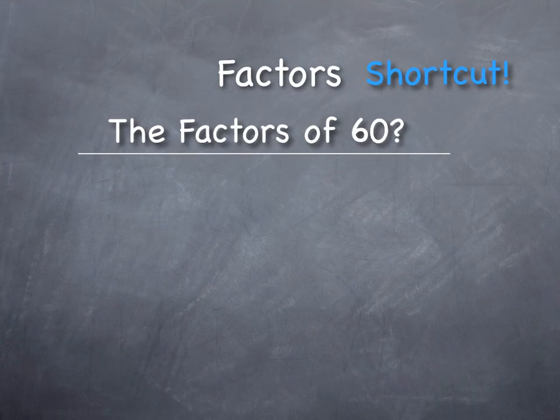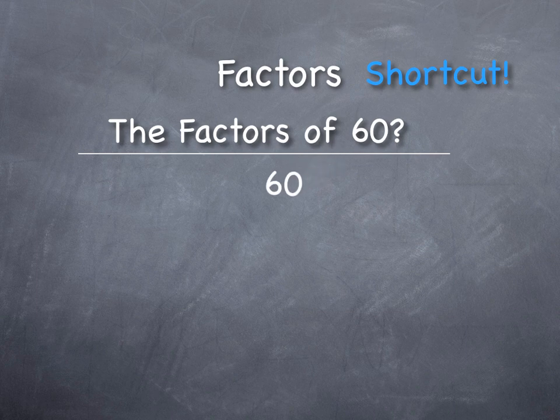Okay, now hopefully you've listed the factors of 60 out, but that might take a while. We don't want to necessarily check every number. Does 30 go into 60? Yes. Does 31? No. Does 32? No. That could take a long time for a number like 60. So I'm going to teach you a real quick shortcut, and that is to take the number 60.